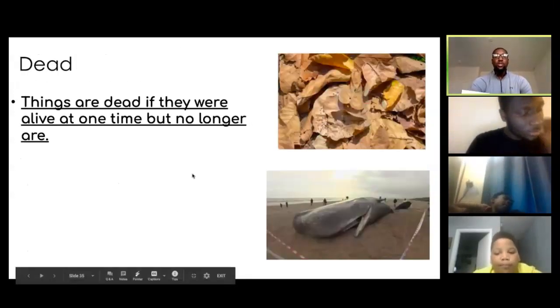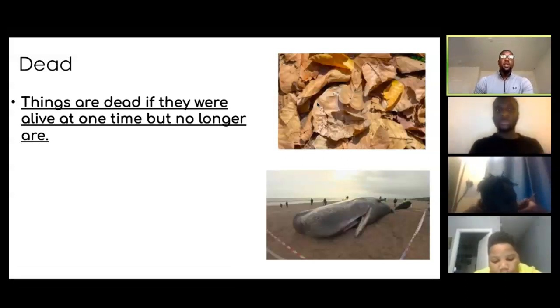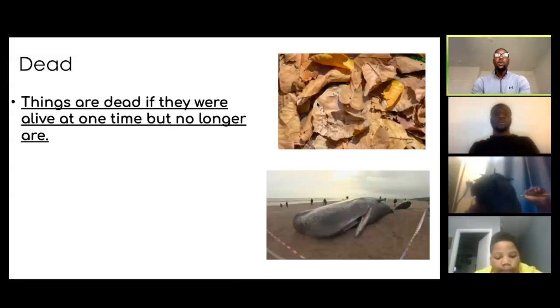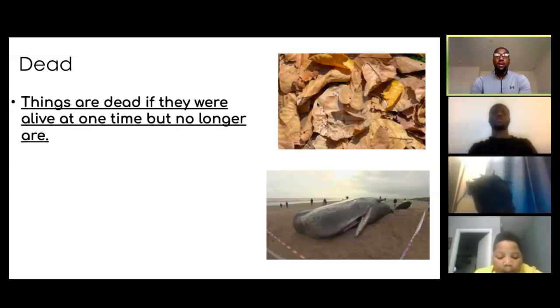So we're gonna move past this, so we all know what non-living things are. And the last thing we're gonna talk about are dead things. Dead things are dead if they were alive at one time but are no longer alive. I know we just talked about a chair being considered non-living, right? Because the tree used to be alive. They cut the tree, they processed it, they made the chair, and now the chair is a non-living thing, right?